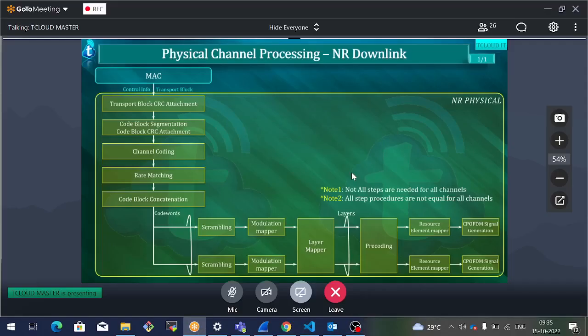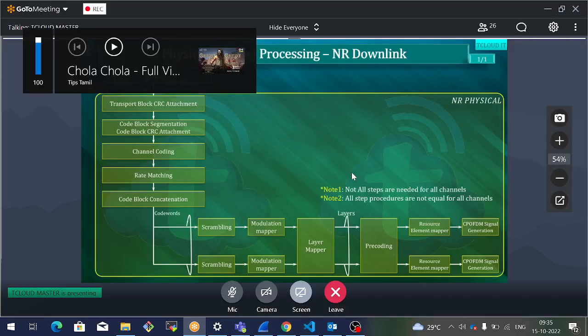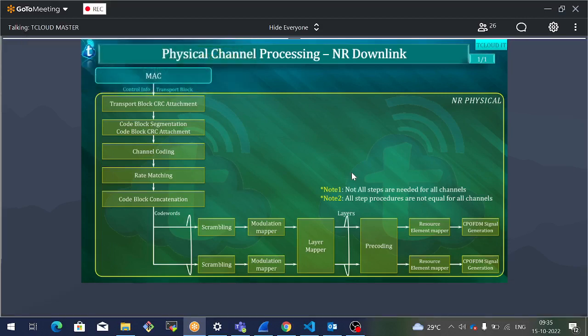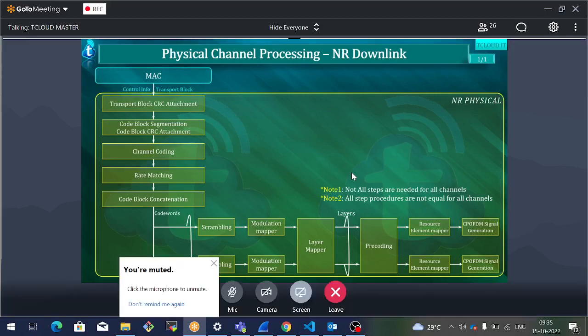Okay, let us summarize what we have done so far in the physical layer first, before we start up with the next fresh topic. So this is what we have discussed in our previous sessions, and we have summarized each and every one of these subtasks that the physical layer does.